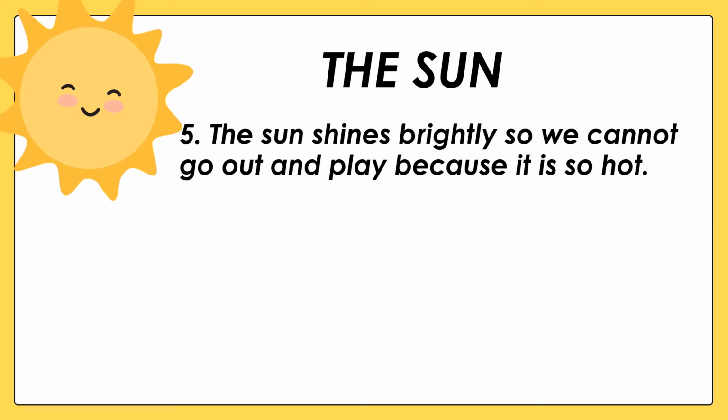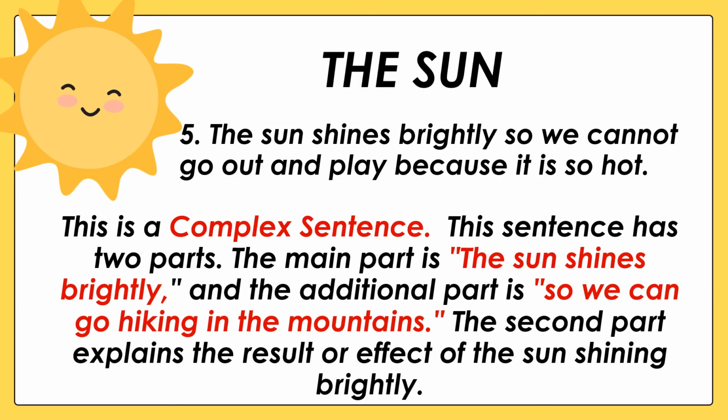Number 5. The sun shines brightly, so we cannot go out and play because it is so hot. This is a complex sentence. This sentence has two parts. The main part is the sun shines brightly, and the additional part is so we can go hiking in the mountains. The second part explains the result or effect of the sun shining brightly.